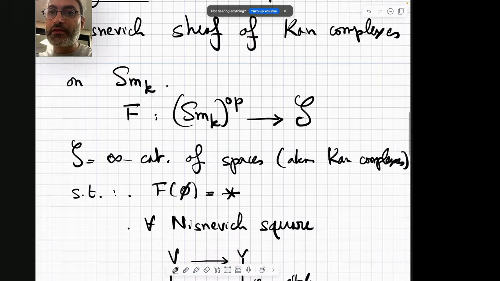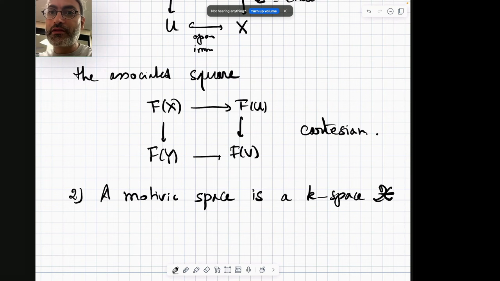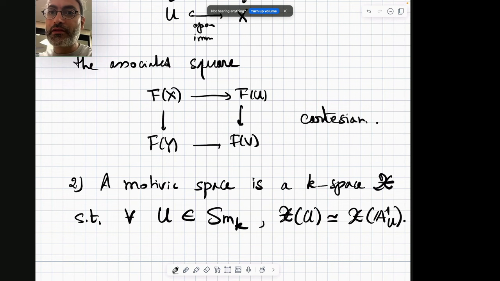That's the first part of the definition, and the second part will tell us what is a motivic space. A motivic space over K is a K-space, let's call it curly X, with a further condition, which is the following. For every smooth variety U, we want the value of this K-space on U to be equivalent to its value on the affine line over U. These motivic spaces are basically what we want to study in motivic homotopy theory.